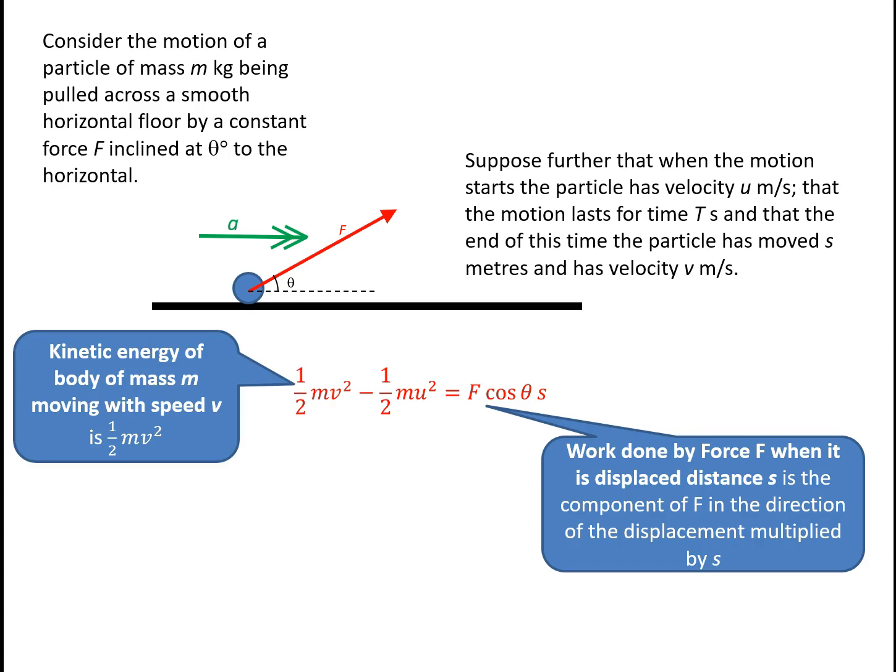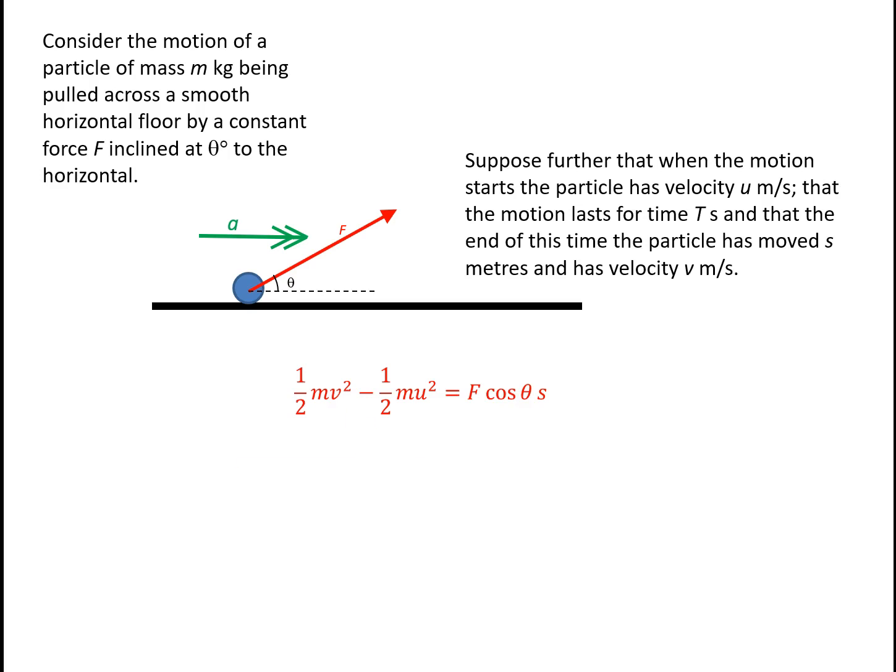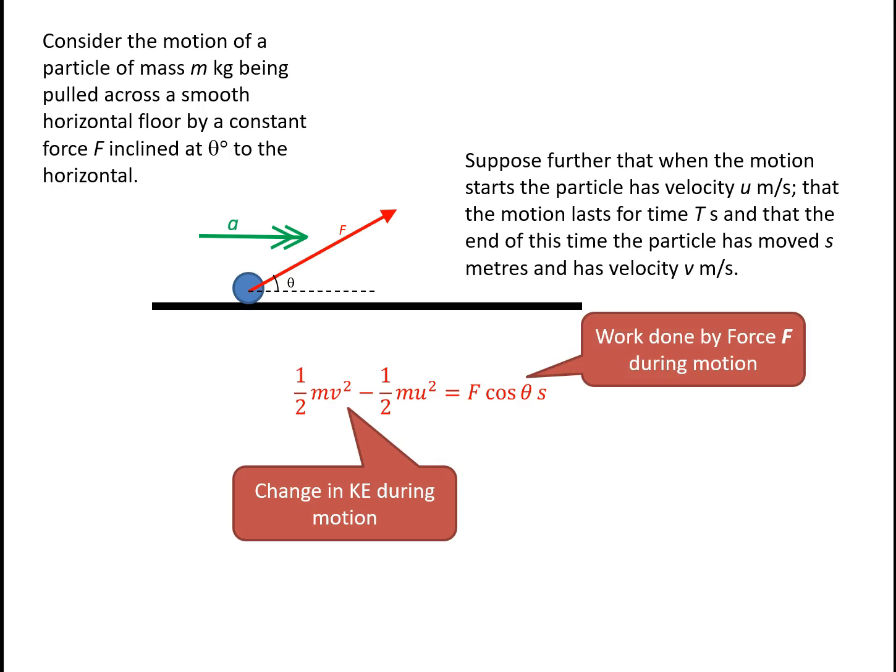Now, on the left-hand side, we have a half mv squared minus a half mu squared. You may well have met this already in some of your physics studies. It's the first time we've met it in our maths work. A half mv squared is the kinetic energy of a body of mass m which is moving with speed v. So a half mv squared is the final kinetic energy, and a half mu squared is the initial kinetic energy. So, the left-hand side gives us the change in kinetic energy during the motion, and the right-hand side gives us the work done by the force F during the motion.